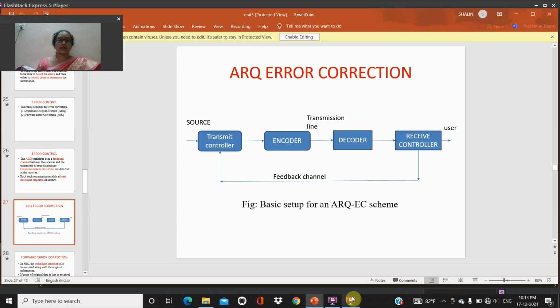So, how may error correction occur in ARQ? Simply, the transmit controller is connected to the encoder, the encoder is connected to the decoder, and the decoder is connected to the receive controller, and this receive controller is again connected to the transmit controller by the feedback channel. This is the basic setup for an ARQ scheme.